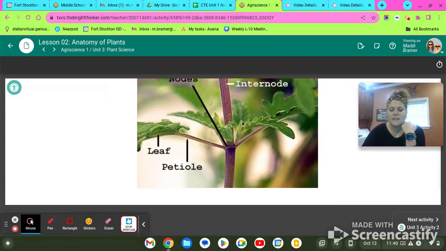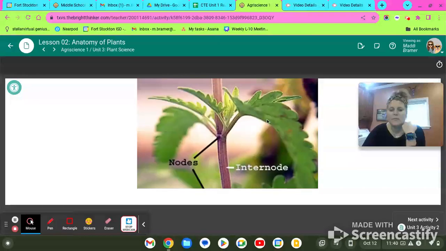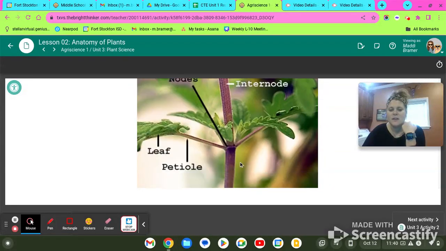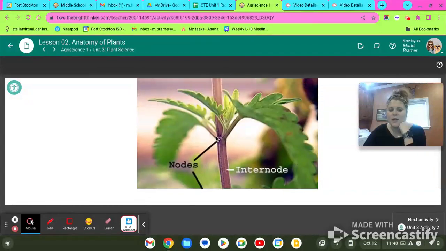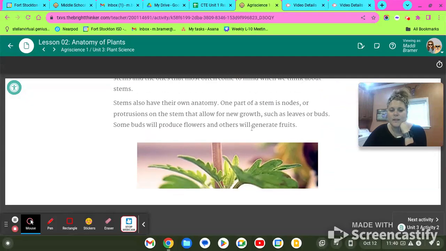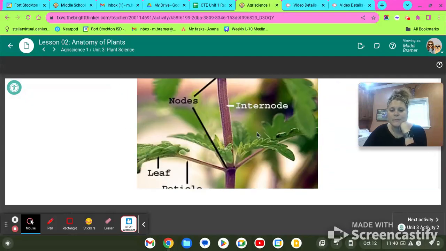So it says that stems have their own anatomy. The most common one is nodes. So you can see right there it says nodes. That's where the different leaves or flowers are going to branch out from the node of a stem. Okay, new growth equals a node.